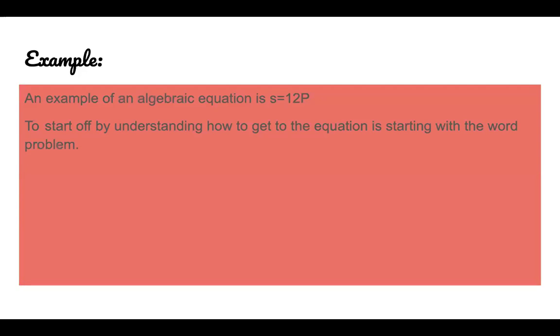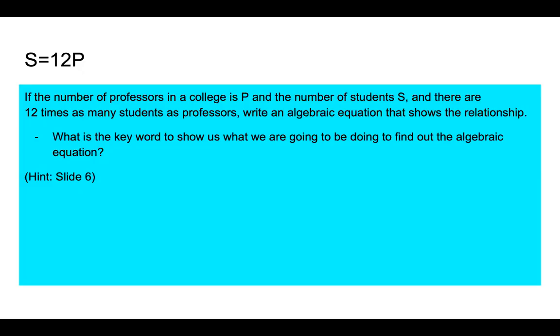So an example, so we can all understand this one a little bit better, of an algebraic equation is S equals 12p. What could we tell just by how it's set up? To understand the equation, you need the word problem, and right now I don't see the word problem. I'm just giving you an example of what we're going to be doing because I want you to understand that we're not solving anything. We're getting it set up to solve. If we had numbers, we could plug them in and get that easier.